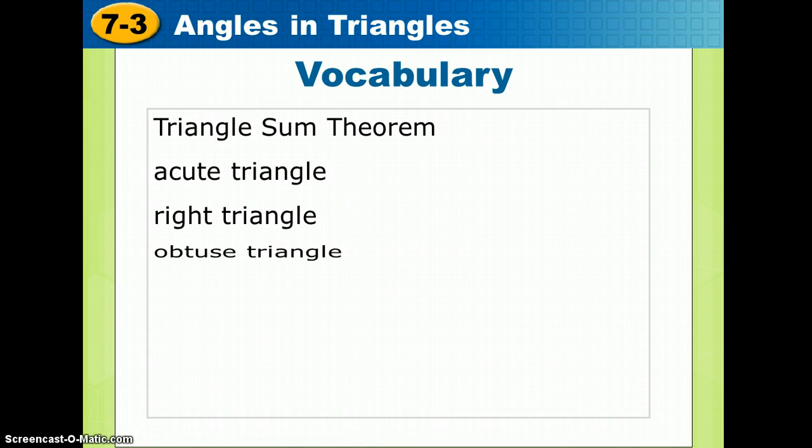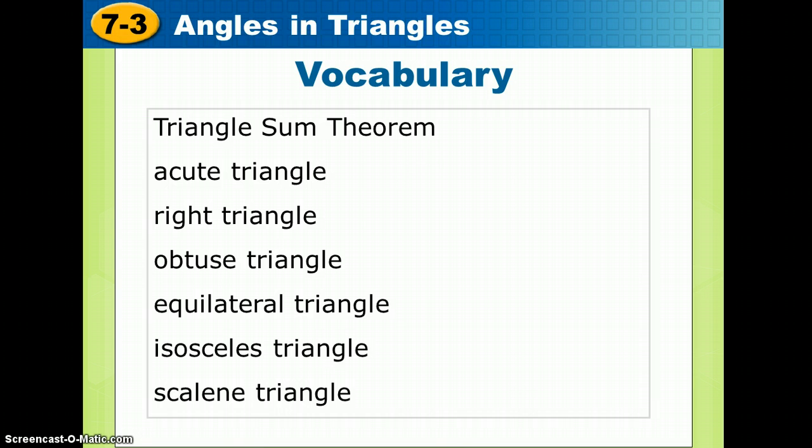The only vocabulary we really need to know today involves the different types of ways to classify triangles by their angles and by their sides. Most of these terms, of course, you'll be familiar with. The one I would suspect you would not be familiar with is the Triangle Sum Theorem, and we'll talk about that in just a moment.